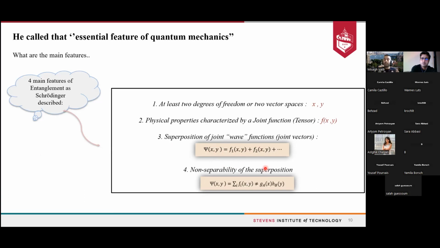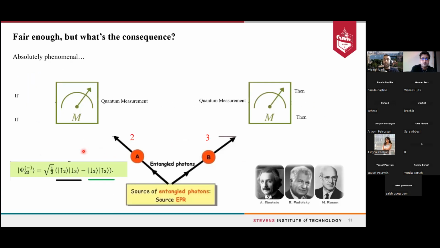It means once you have an entangled system, you cannot say this is the first photon, this is the second photon. No, this is an entangled system. There is no way to express this entangled system as a product of individual subsystems. But this seems pure mathematics. So let's see how it works in experiments.